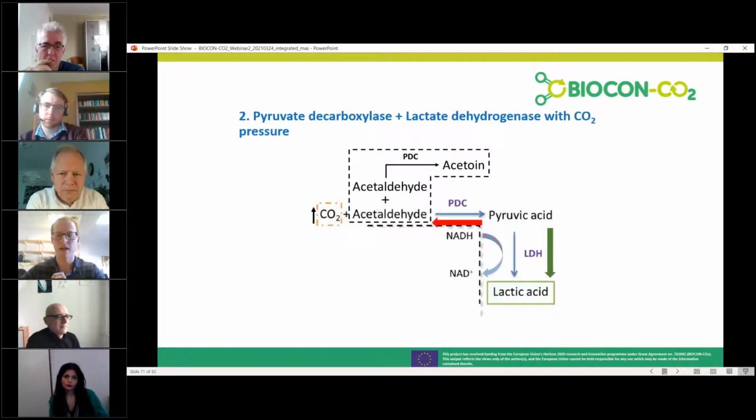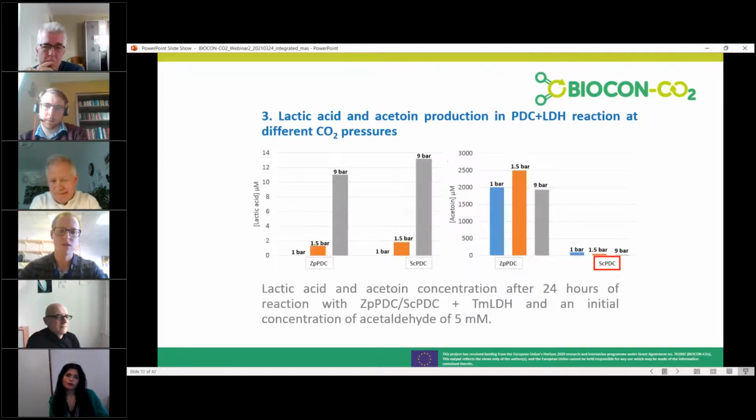And also we performed the reaction in higher amounts of CO2 by increasing the CO2 pressure. So working with reactor pressure, and also coupling the reaction to LDH in order to force the reaction to move forward and be able to detect the lactic acid. Next slide, please.